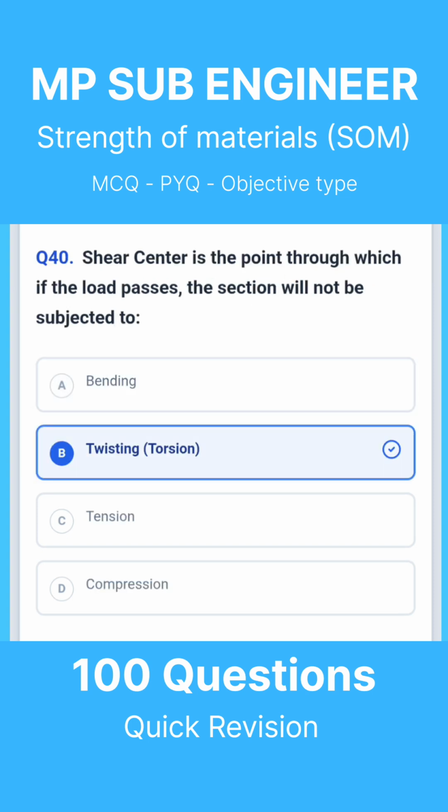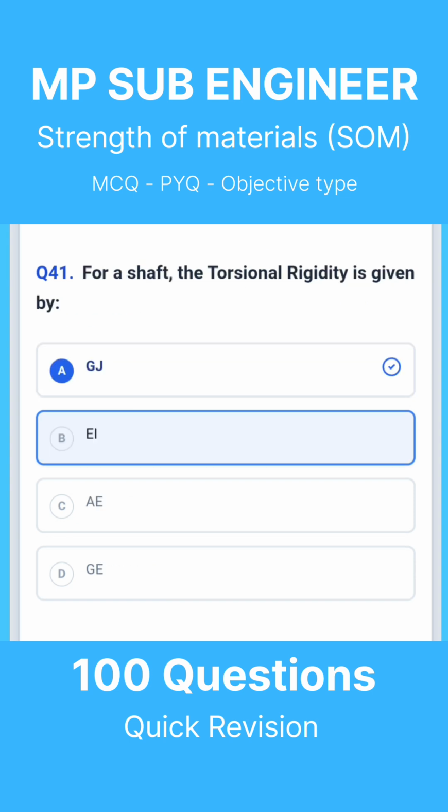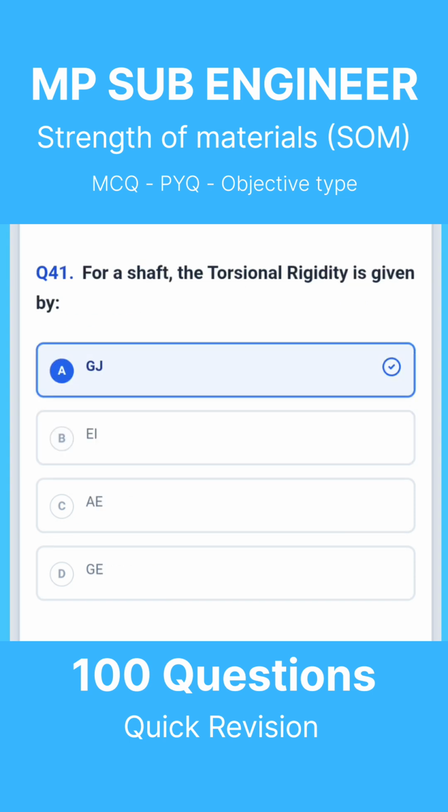Question 40. Shear center is the point through which if the load passes, the section will not be subjected to. The correct answer is twisting, torsion. Question 41. For a shaft, the torsional rigidity is given by. The correct answer is GJ.